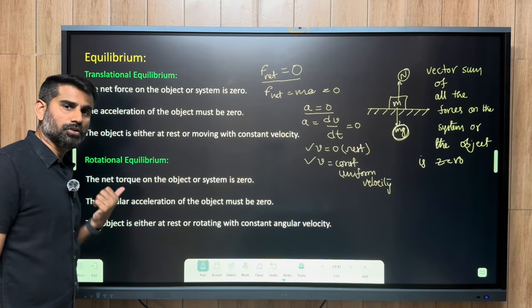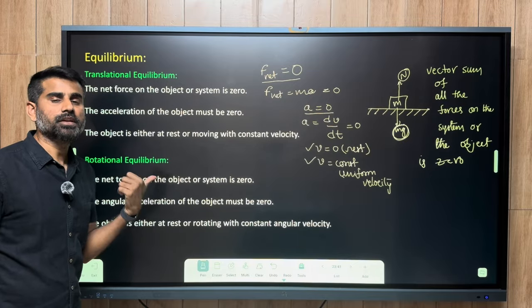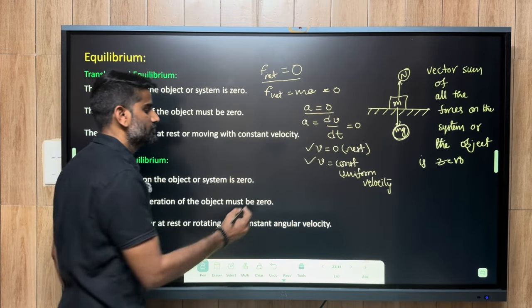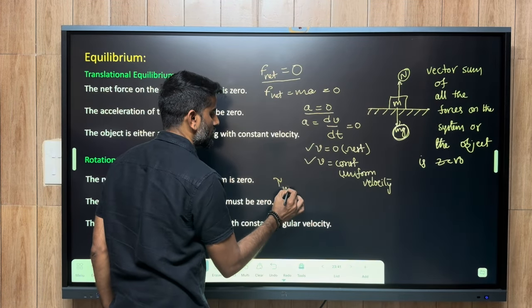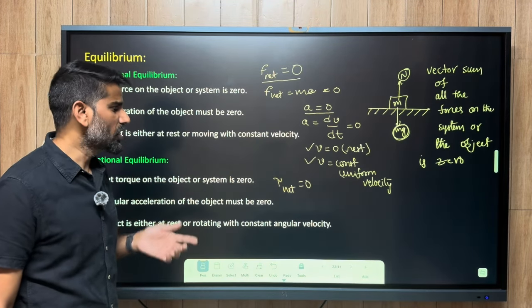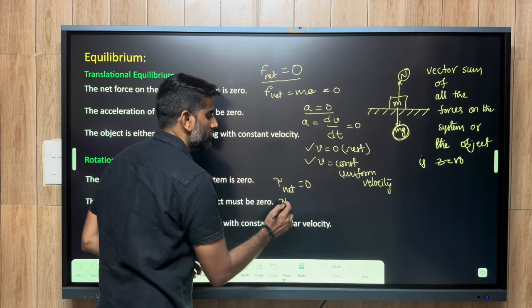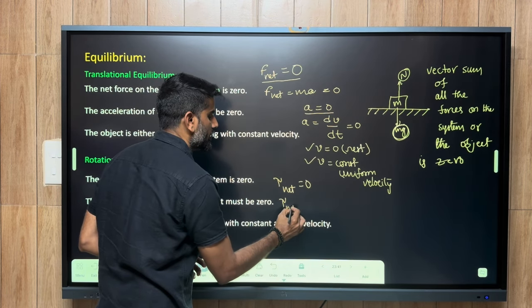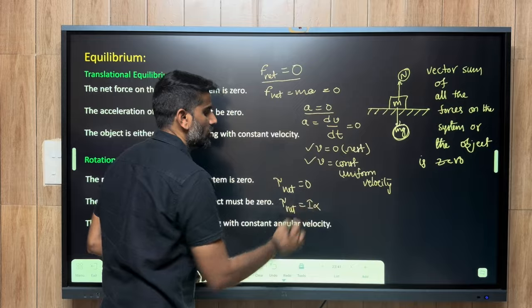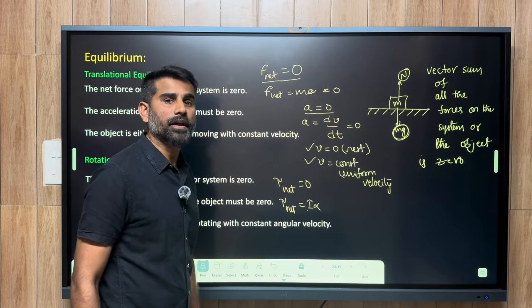According to rotational equilibrium, the net torque acting on the object or the system is equal to 0. So net torque on the system must be equal to 0. How can we say the net torque is 0? And one more thing that I wanted to tell you, this net torque is equal to I alpha, where I is moment of inertia and alpha is angular acceleration.